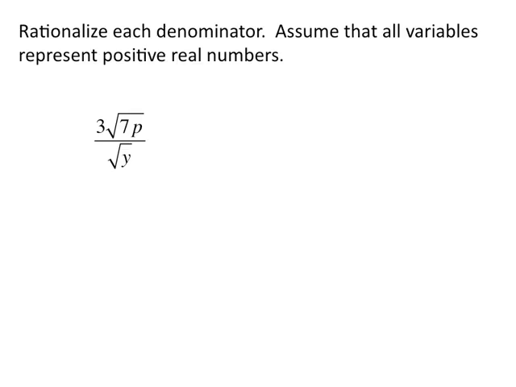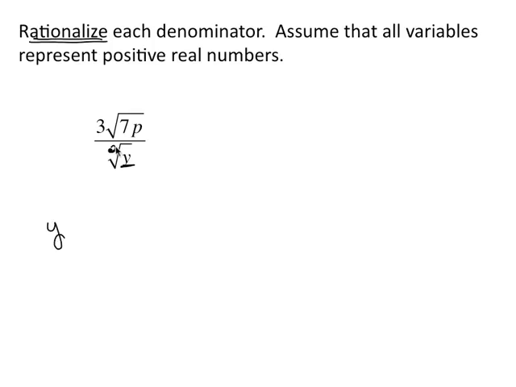Rationalize each denominator. Assume that all variables represent positive real numbers. To rationalize the denominator means to get rid of this radical sign in the denominator. In order for us to get rid of this radical sign, anything that's inside the radicand has to be in groups of 2 because our index is equal to 2.